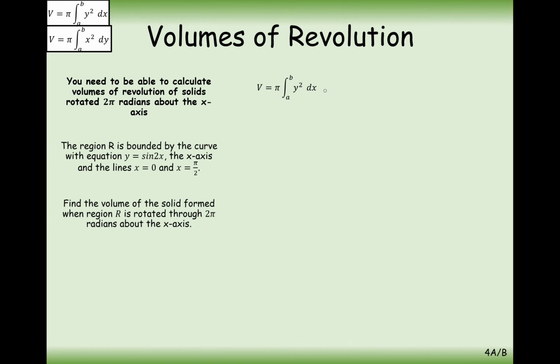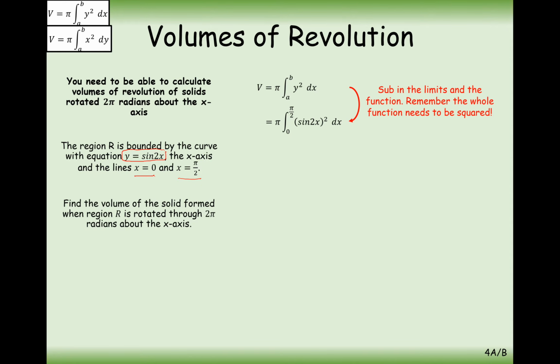So this is our little formula we can use to work this out. It's pi integral from b to a of y squared dx. So what are b and a first? Well, b and a are going to be the limits. That's going to be x equals 0 and x equals pi by 2. So from 0 to pi by 2. The function that we're working with here is the y equals sine 2x function, so it's going to be sine squared 2x. Generally, you will square the whole function. In this case, it will turn out to be y equals sine squared 2x.